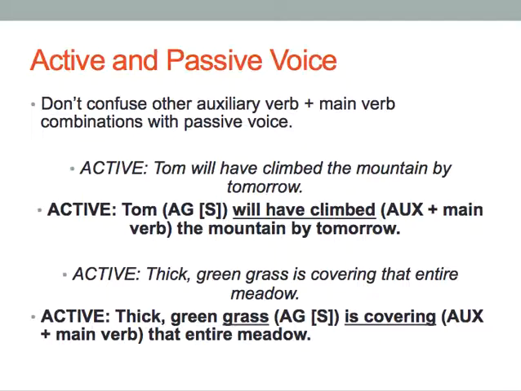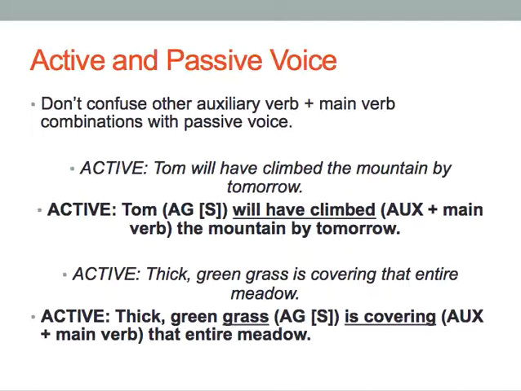Importantly, don't confuse other auxiliary verb plus main verb combinations with being passive voice. Don't automatically assume because you see an auxiliary verb plus a main verb that the sentence is in passive voice. And here's an example. Tom will have climbed the mountain by tomorrow. This is just the sentence in future tense. This isn't in passive voice at all. Tom, the agent, the one who is doing the action, is still the subject of the sentence. So even though we have an auxiliary plus a main verb combination, it's still an active sentence.